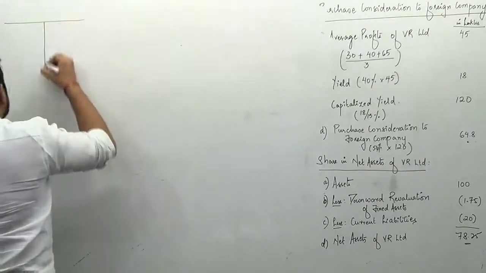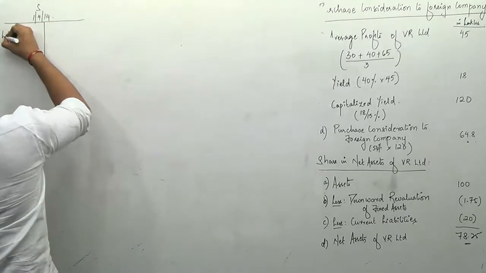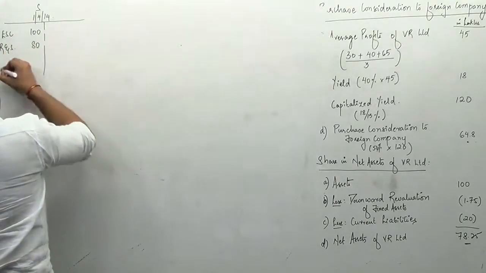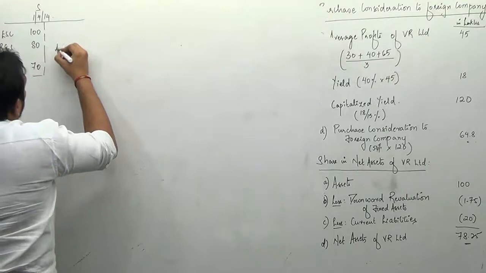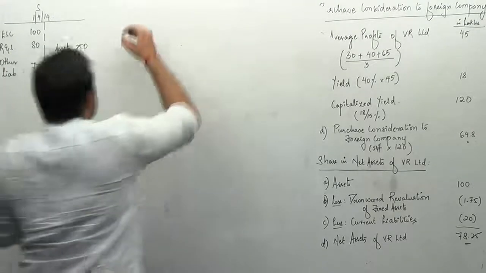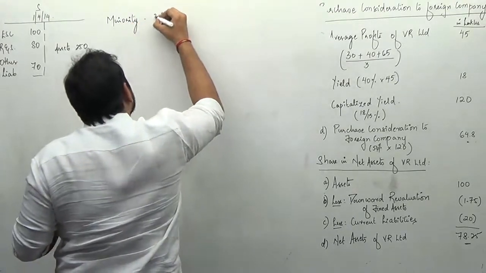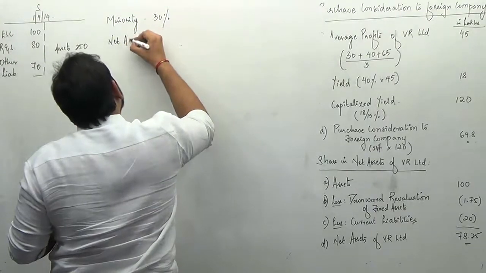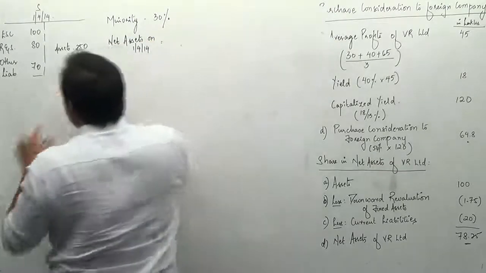Let's say I have a subsidiary balance sheet like this. Subsidiary balance sheet on 1st April 2014. I have an equity share capital of 100. A particular set of reserves to the extent of 80. And I have other liabilities to the extent of 70. And total assets of 250. On this particular day, if I am supposed to calculate the minority interest, I will say minority interest is a share in net assets, and let's say the minority is 30%. If I say minority is 30%, then check. What is the value of net assets on 1-4-2014? I can calculate this way.